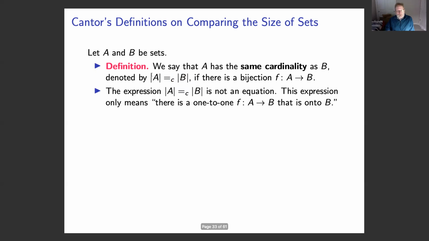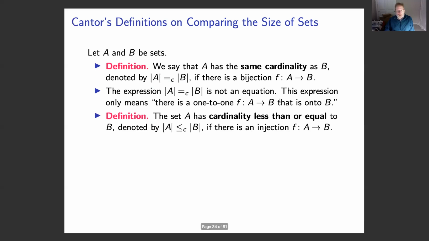And that's what I say here. The expression here is not an equation, right? Don't think of it as an equation, but unfortunately it looks like one. It's an expression that means there's a one-to-one function from A onto B. And that was Cantor's initial definition of two sets having the same size. And then Cantor went on to say, well, if I now know what it means for two sets to have the same size, what does it mean to say one set has size smaller than another set?